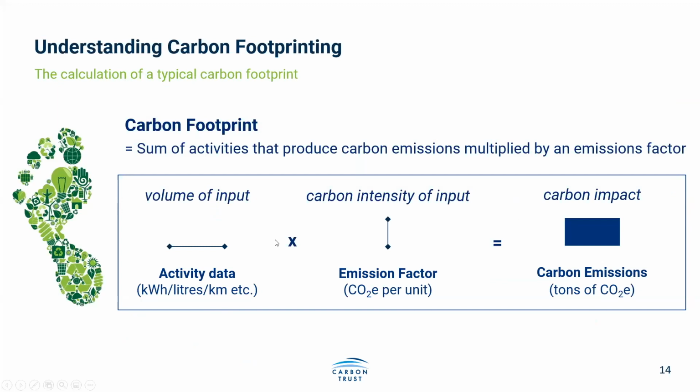It's quite straightforward. There are two key bits of information you need, essentially. One is the volume of the input, which we typically refer to as the activity data. So this might be kilowatt hours of electricity or gas you're consuming, or it might be the fuel you're using in your vehicles, liters of diesel or petrol, or indeed the kilometers you're transporting your products. Essentially what you need to do is to multiply this data by an emissions factor. So there are carbon dioxide equivalent emissions factors for kilowatt hours, liters, and so on, in order to work out what the total carbon emissions are.